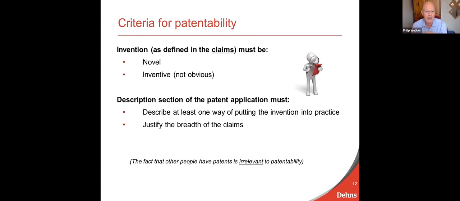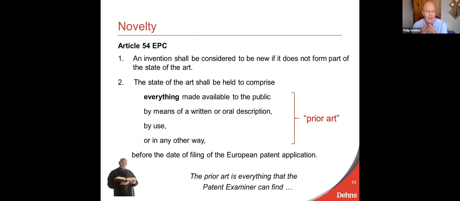So what you put in the claims must be novel, must be new. It must also be inventive, in terms of not obvious in light of what's been done before. And I'll discuss each of novelty and inventive step more in just a second. The rest of the patent application, that's all your description or your diagrams and examples, must show at least one way of putting the invention into practice, because if you can't make your invention, then you shouldn't be entitled to get a patent to stop other people doing that. And if you're claiming broadly, then you need some examples to show that your claims are justified in being broad.